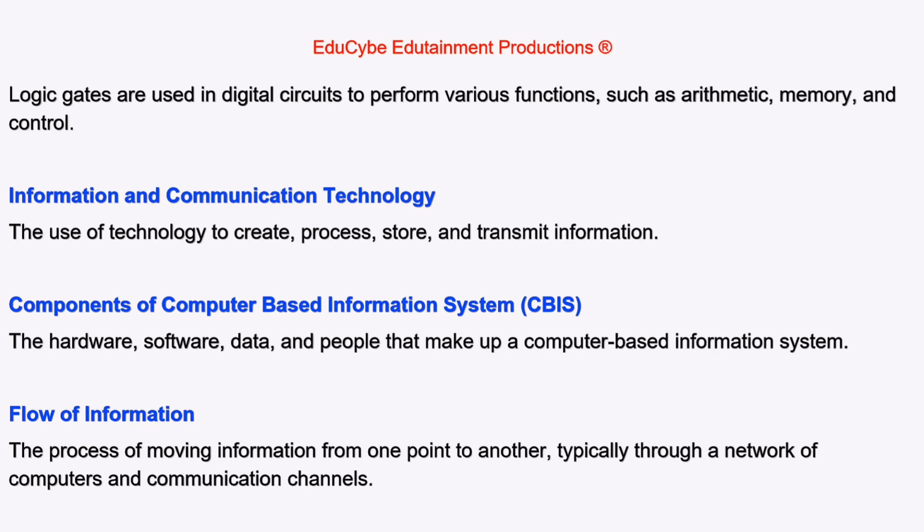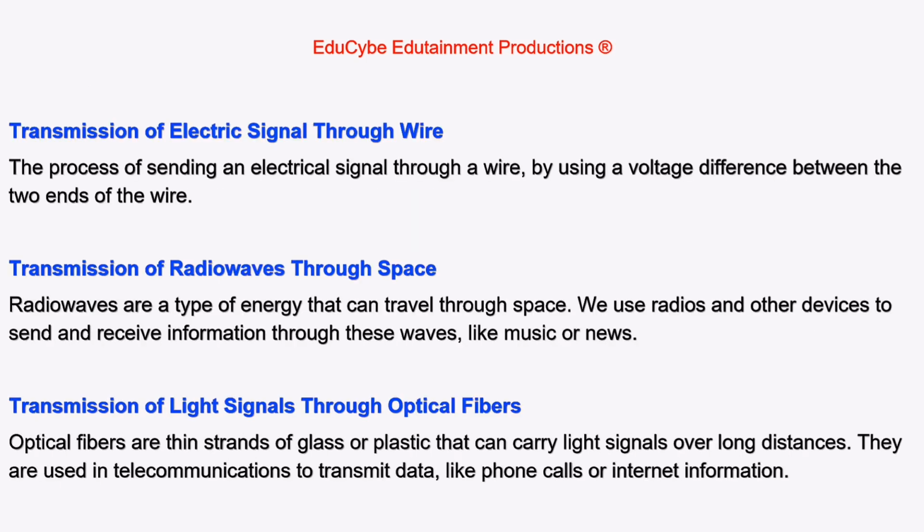Flow of information. The process of moving information from one point to another, typically through a network of computers and communication channels. Transmission of electric signal through wire. The process of sending an electrical signal through a wire by using a voltage difference between the two ends of the wire.